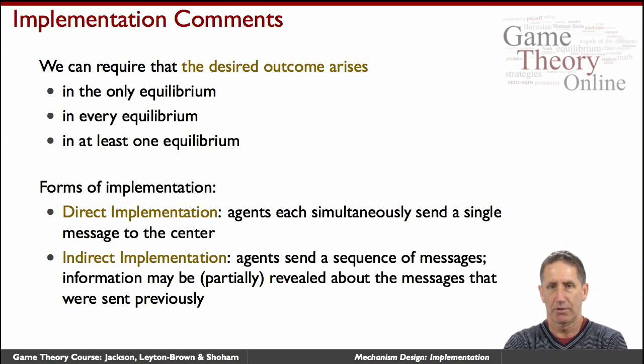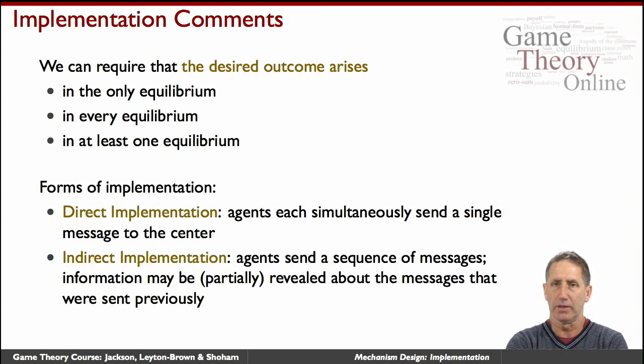And finally, there are various ways to implement a function, and one important distinction to keep in mind is between direct implementation and indirect implementation. In a direct implementation, agents send essentially a single message to the mechanism designer, the center, disclosing whatever they need to disclose about their type, and then the rest happens within the mechanism, whereas in indirect mechanisms, there's an iterative process of messaging back and forth.